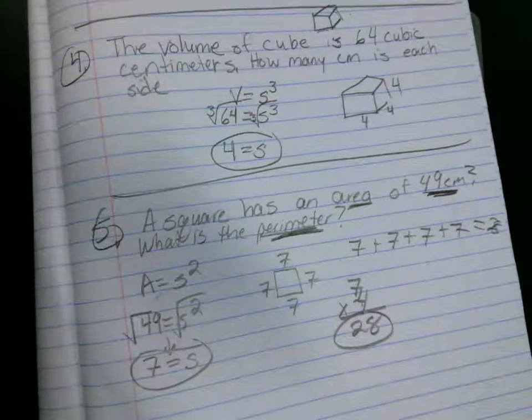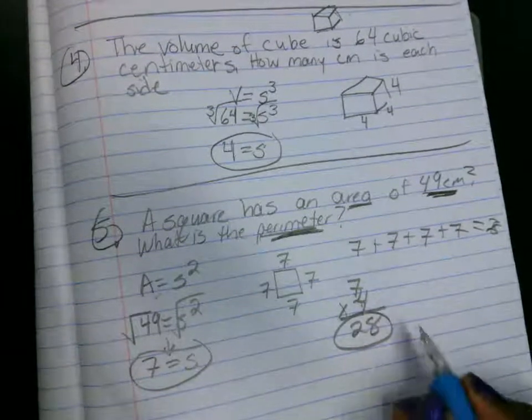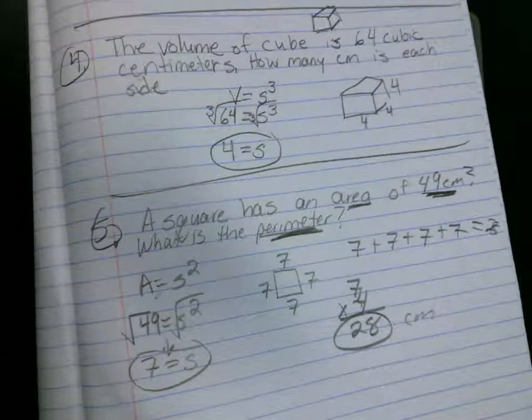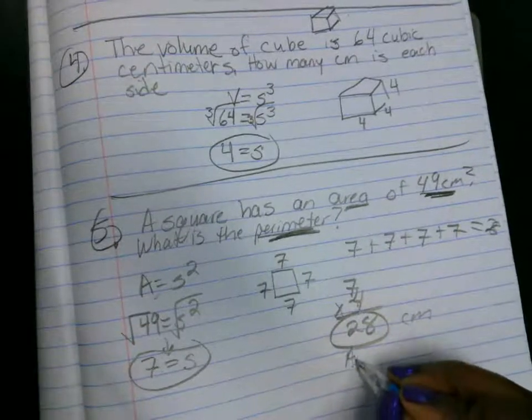So the perimeter is 28 centimeters. And it's just centimeters, not centimeters squared. It's just the length. I'm going to pause for the calls. This is your answer here.